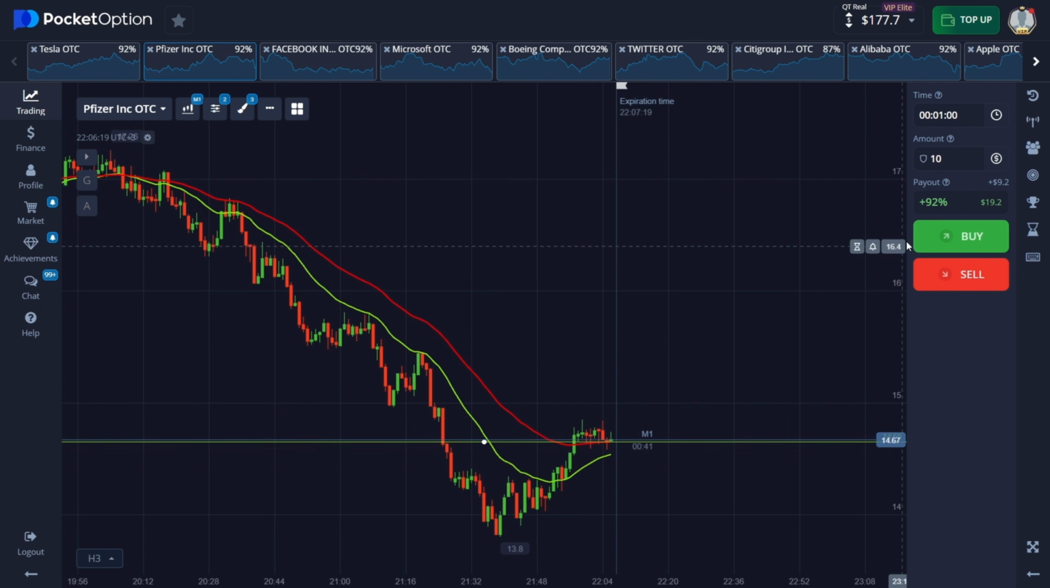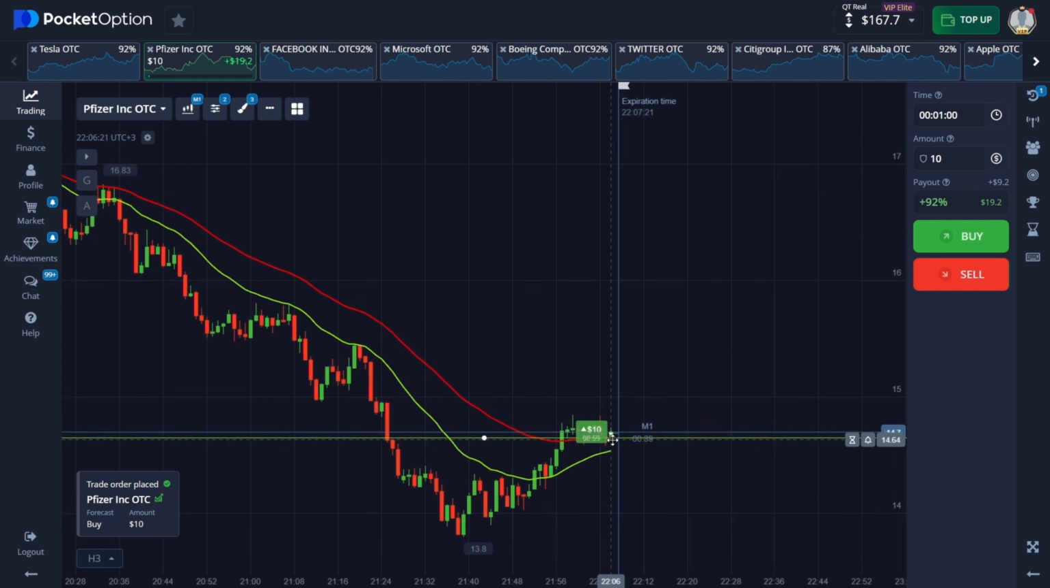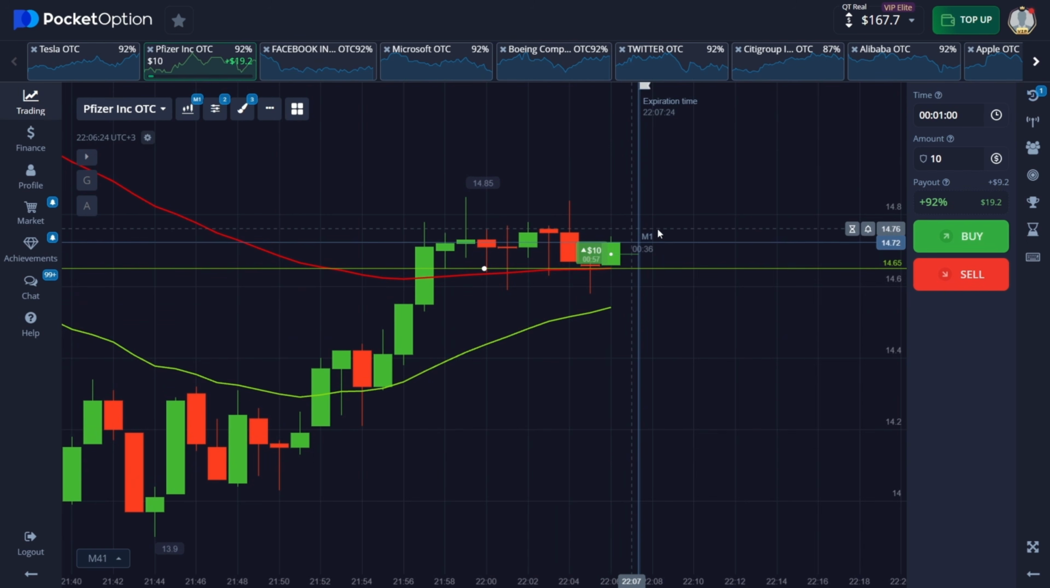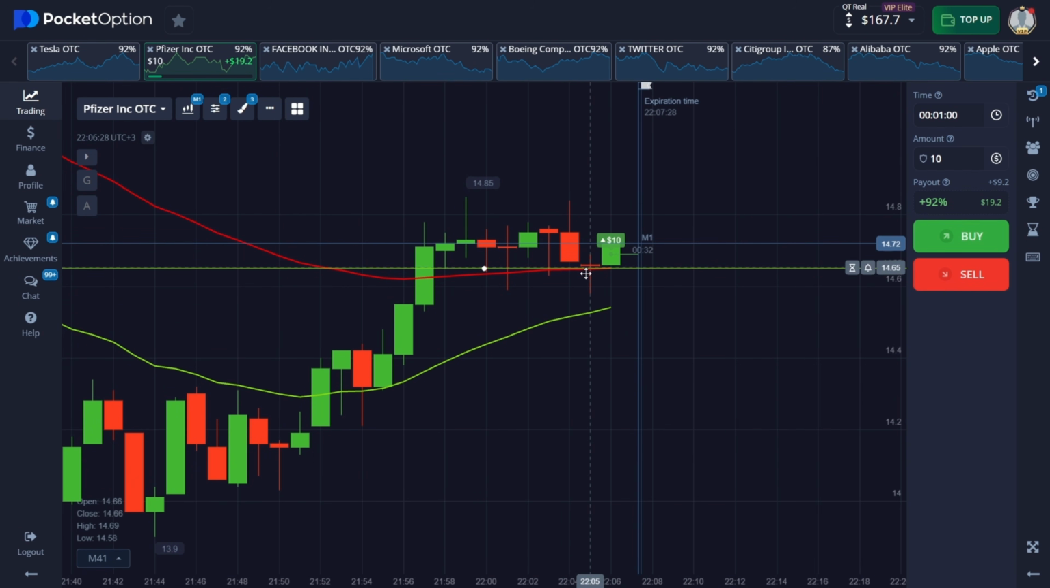Again, we have a trade on Pfizer OTC, and I placed the trade for an upside move. I made a slightly incorrect entry. As I mentioned, we just need a strong green candle here. That's why I took this trade.